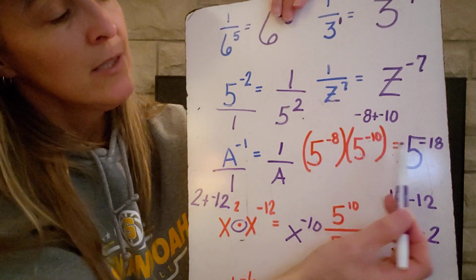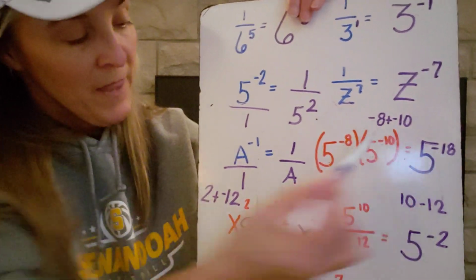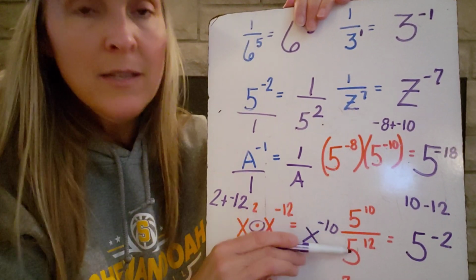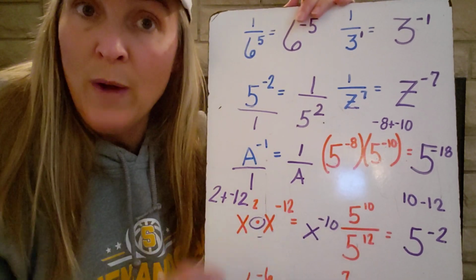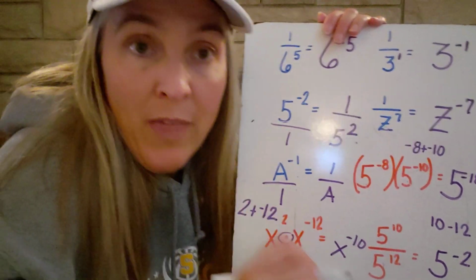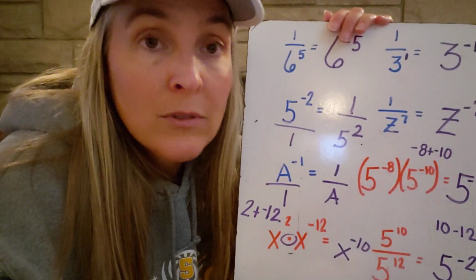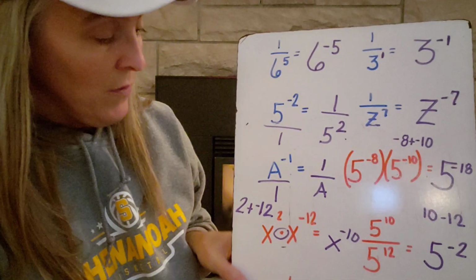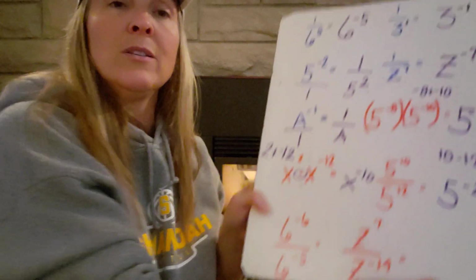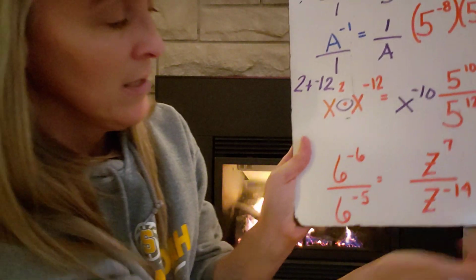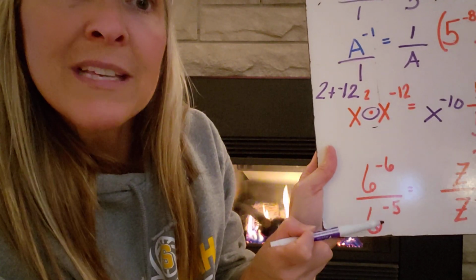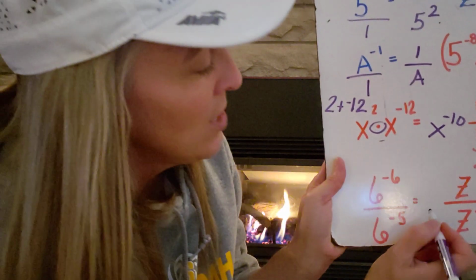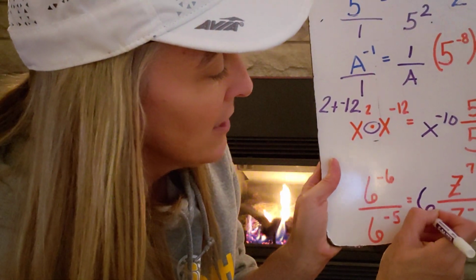Multiplying like bases, keep the base, add the exponent. Dividing like bases, keep the base and subtract the exponent. Remember that phrase, when in doubt, write it out. And you can simply write out those numbers if you'd like and then cancel. That's how we started this chapter when we did it. Bases are the same. They're being divided. So I know I'm going to get 6.